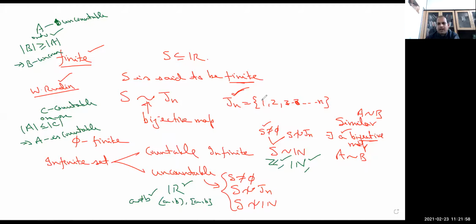ठीक है, देखो, a finite set will never be similar to its proper subset. Can I say that a finite set is never similar to any proper subset? Similar means there exists at least one bijective map.